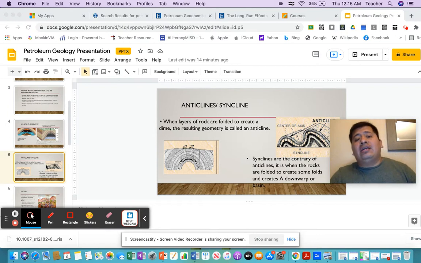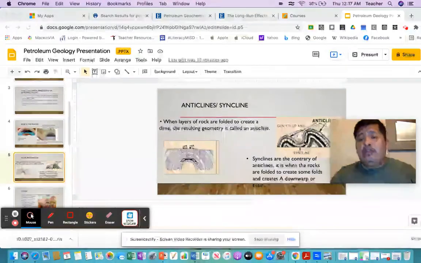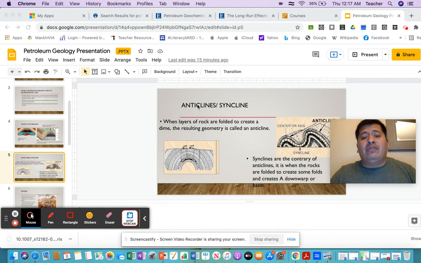So next, we're going to talk about the anticlines and the synclines. The anticlines are when layers of rocks are folded to create a dome, resulting in a geometric design. They create this sort of dome-like shape that allows petroleum to, I guess, protect itself and grow. And we have the synclines, which are the contrary of an anticline, and the rocks are not folded in a dome, they're curved here, and they're just different from the anticline.